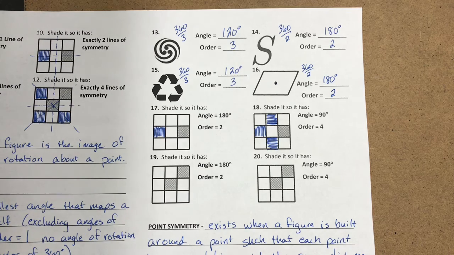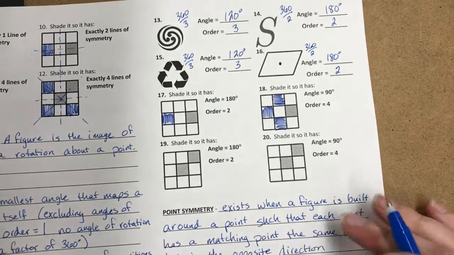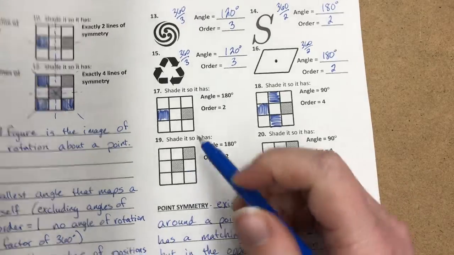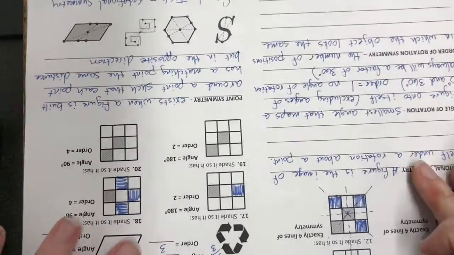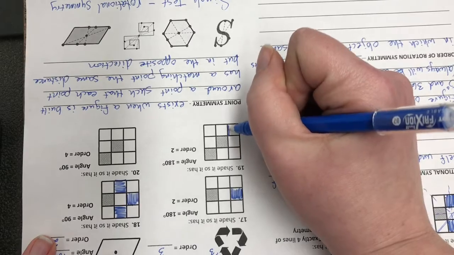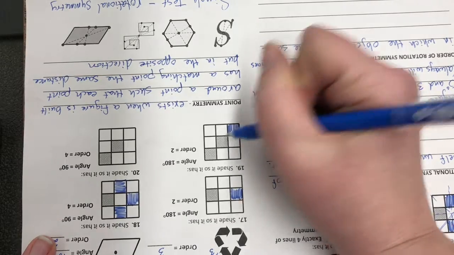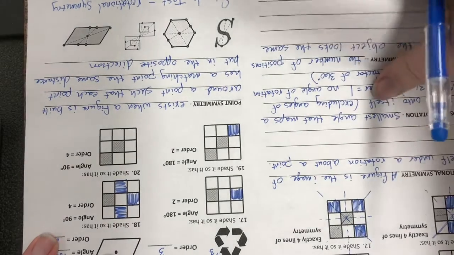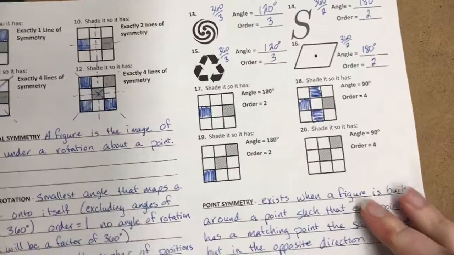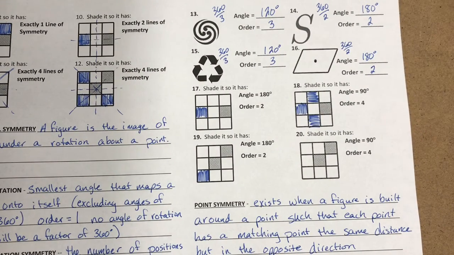For 19, we want to shade it so it has an angle of 180 degrees or order of 2. So I'm noticing it's the top right and the middle box. So if I flip this around, I'd have to have the top right and the middle box shaded. And so if I flip it back around, that would be my order of 2.